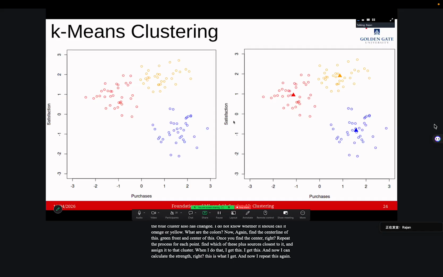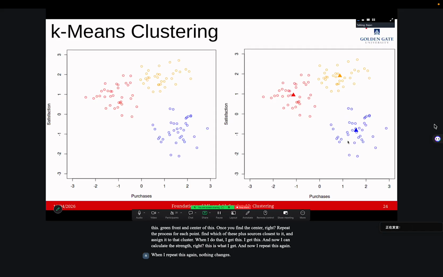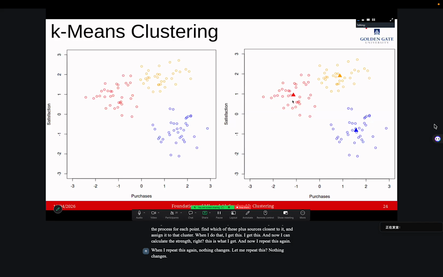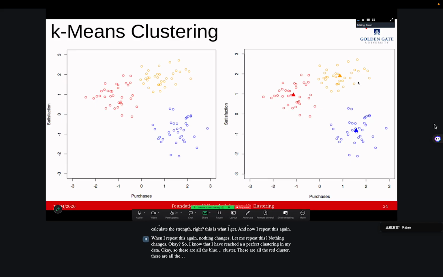When I repeat this again, nothing changes. When I repeat this, nothing changes. So I know that I have reached a perfect clustering in my data. These are all the blue cluster, these are all the red cluster, these are all the orange cluster. This is how k-means clustering works.